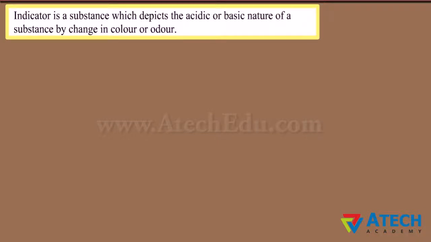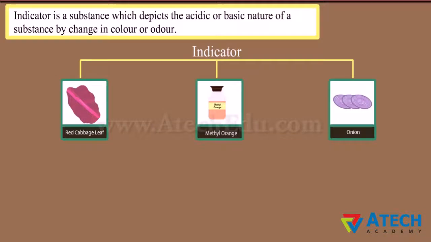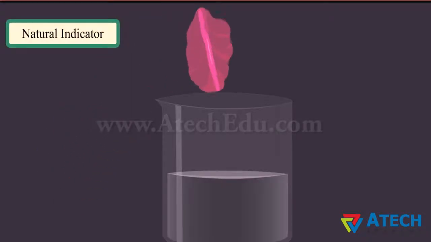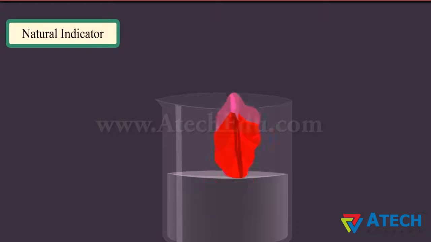An indicator is a substance which depicts the acidic or basic nature of a substance by change in color or odor. Indicators are of three types: natural indicators, synthetic indicators and olfactory indicators. Red cabbage leaf is a natural indicator used to detect acid. The leaf is purplish in color but turns red when dipped in acid solution.